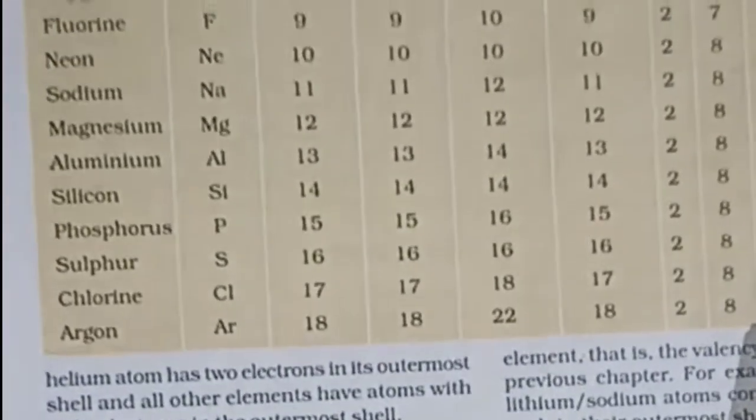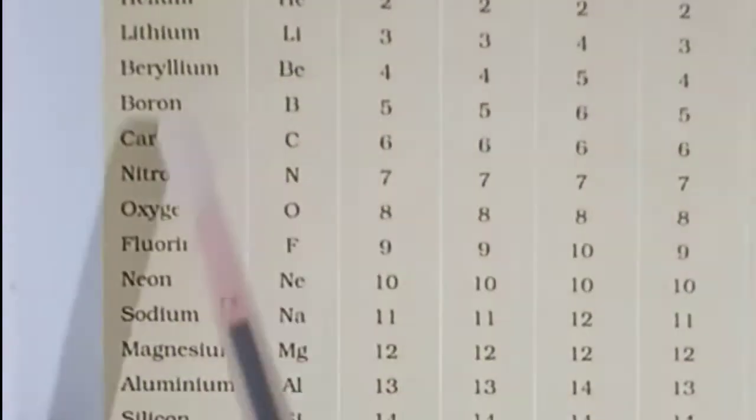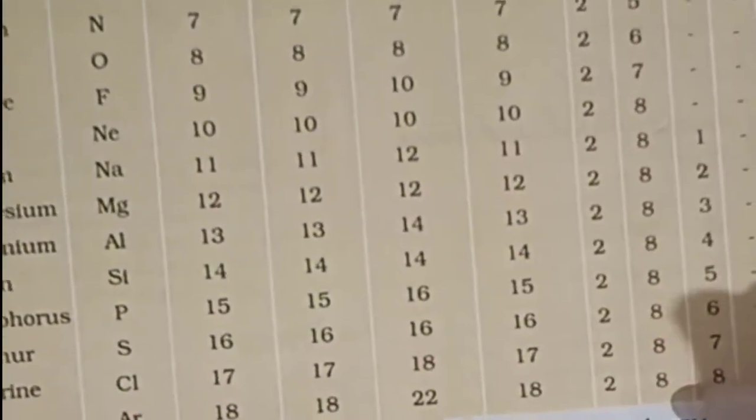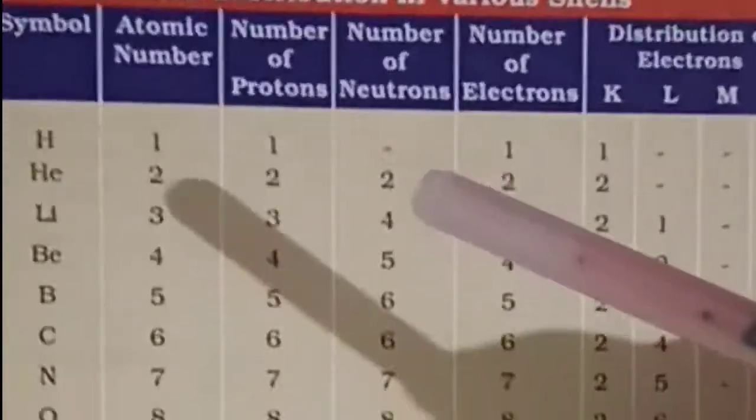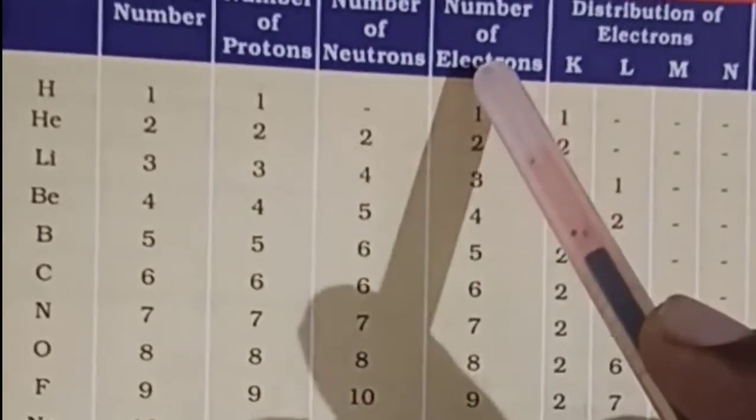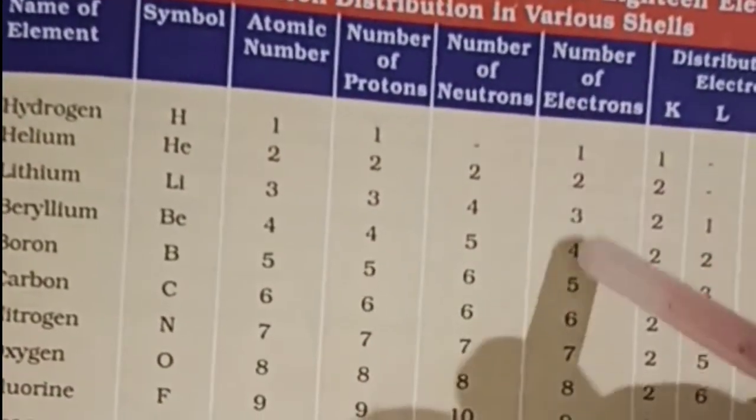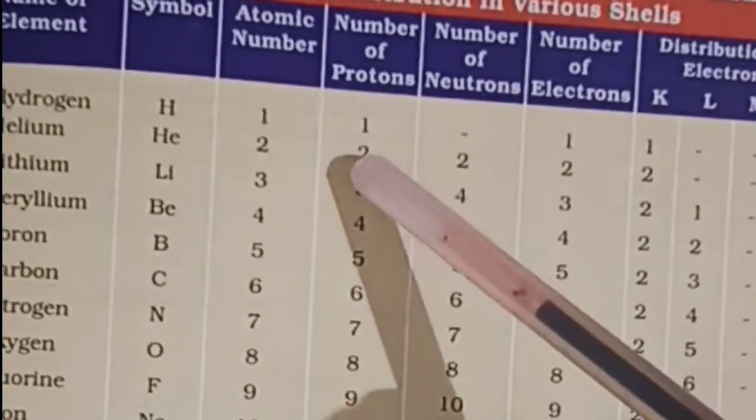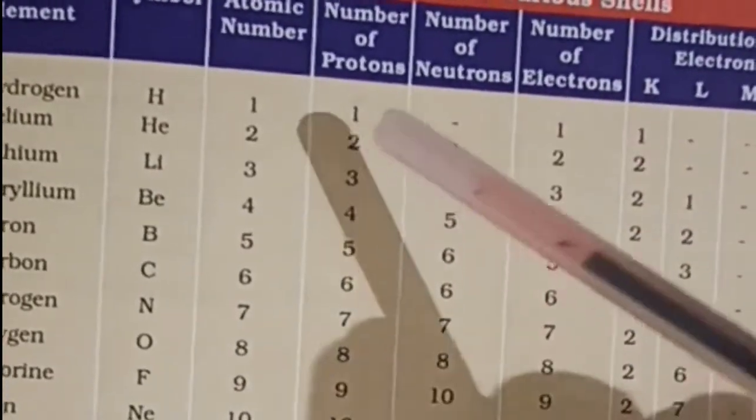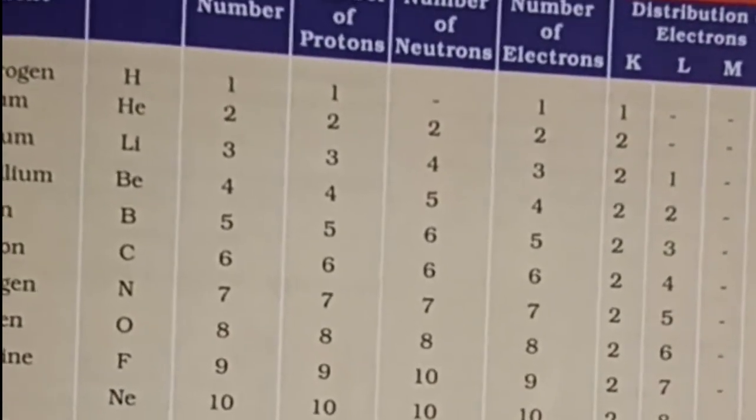So you all must learn the names of these elements, their symbols, their atomic numbers, their electronic configuration. And see here in the middle it has been shown the number of protons, the number of neutrons and the number of electrons. In a neutral atom the number of protons and number of electrons are always equal. Whatever the atomic number is, the same will be the number of electrons and protons. So you will not have a problem while learning them.